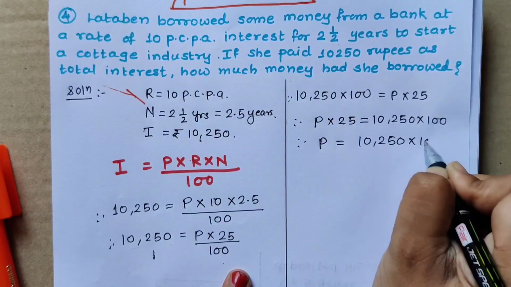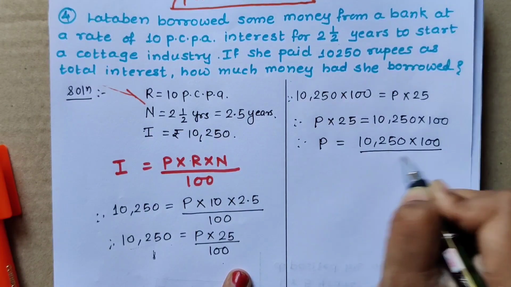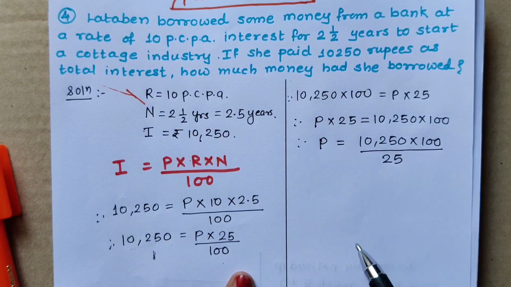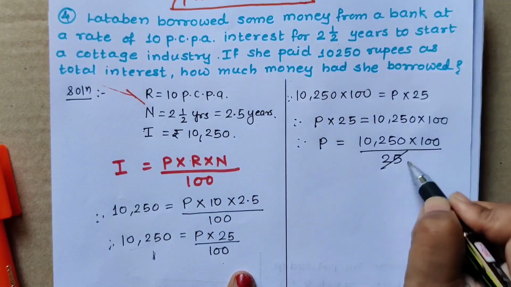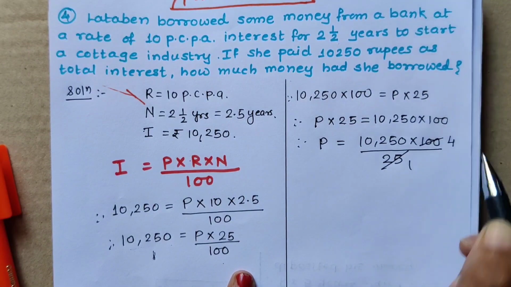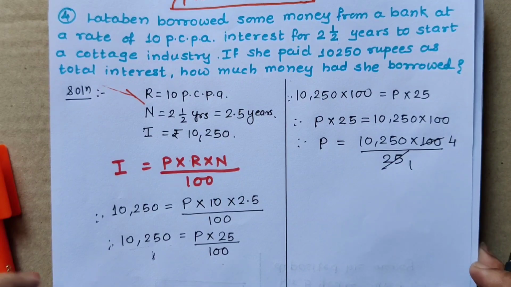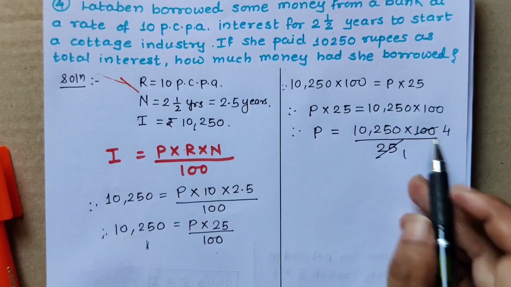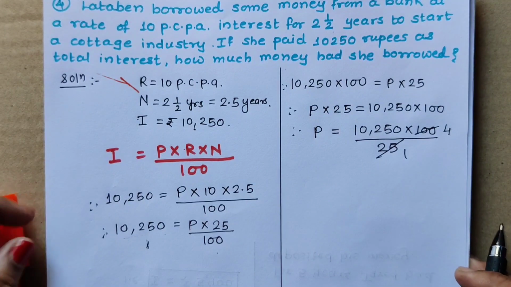10,250 multiplied by 100 upon 25. Okay, this multiply by 25 will become divide by 25. 25 ones are 25, 25 fours are 100. We can do the cancellation here. So it is 25 ones are 25 and 25 fours are 100.